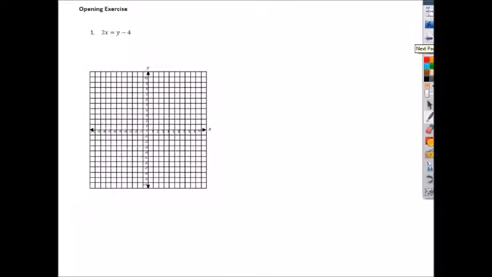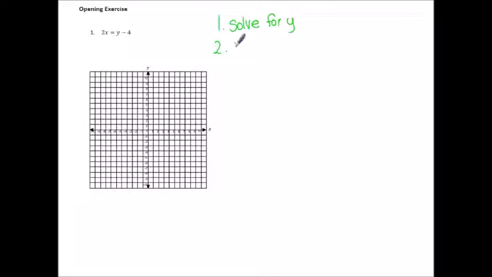Example 1 is 2x equals y minus 4. So what we want to do is: 1, solve for y, 2, make a table, and we want to make sure we include both positive and negative values, 3, we want to graph, and 4, we want to label.